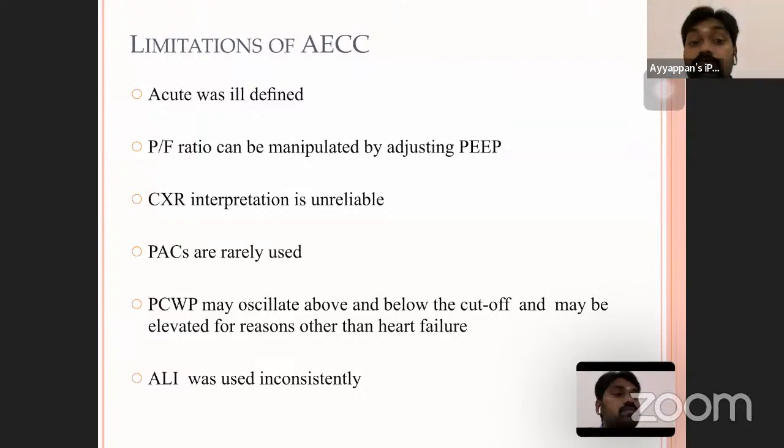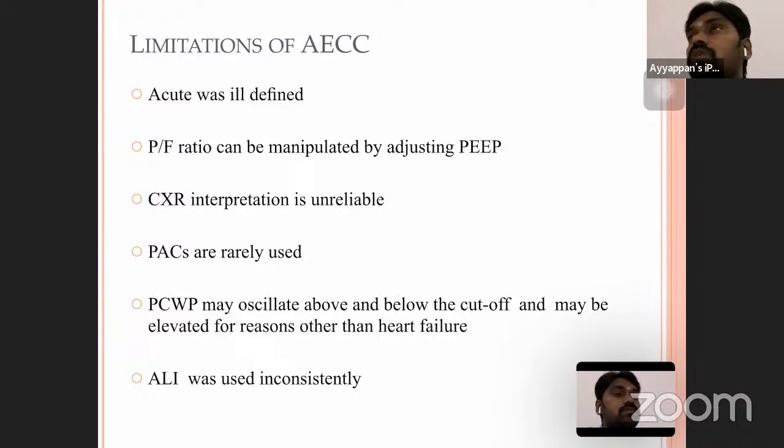So what are the limitations? Even though it was a consensus conference and it addressed the majority of the issues faced earlier, it was not without its limitations. The limitations were primarily in the classification itself. It was defined as an acute onset breathlessness, but the timeline of the acuity was not mentioned, whether it was 7 days or 10 days or 2 weeks. It was never described. And the PF ratio alone cannot be used as an indicator of hypoxemia, because the PF ratio can vary depending upon the amount of PEEP you subject a patient to.